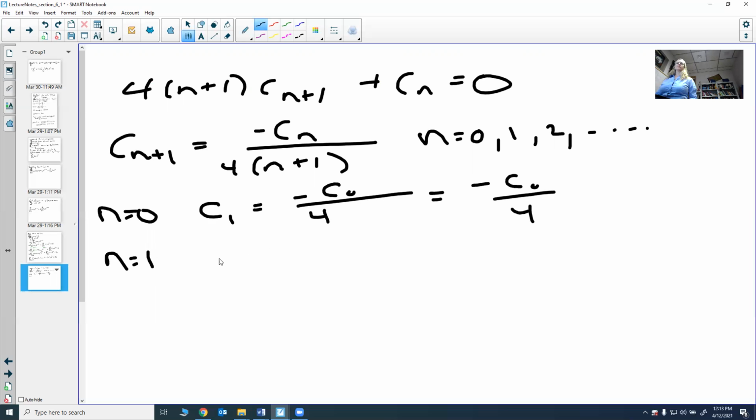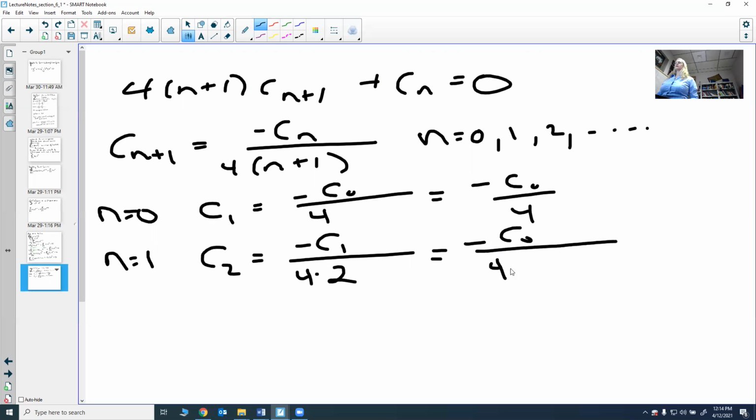Let's try n equals 1. That means we're going to have c sub 2, because 1 plus 1 is 2, minus c sub 1 over 4 times 1 plus 1, which is 2, so 4 times 2. One of the things I notice here is that if I know c sub 1, I can find c sub 2, and I do know c sub 1. c sub 1 is minus c sub 0 over 4. So c sub 2 is c sub 0 over 4 times 4 times 2. Oh wait, we have another minus, so we actually now get positive, because minus a minus is a plus. So if we're given c sub 0, we can also find c sub 2.